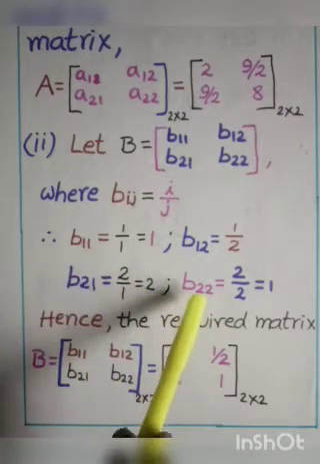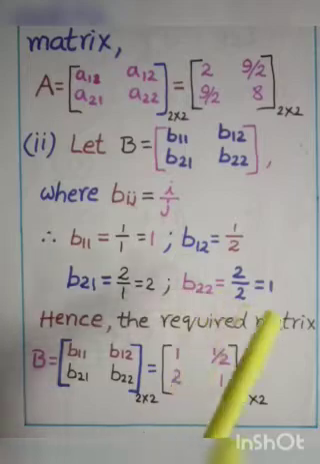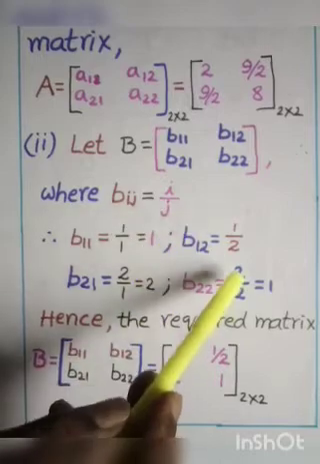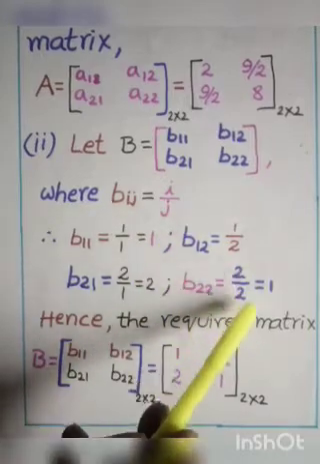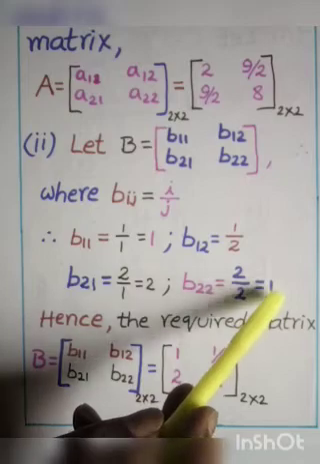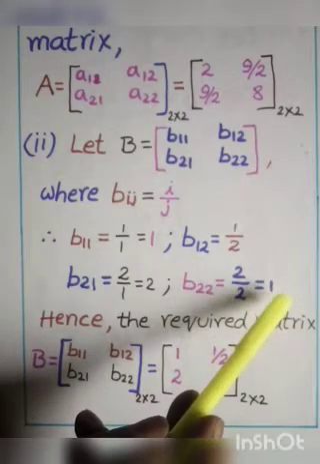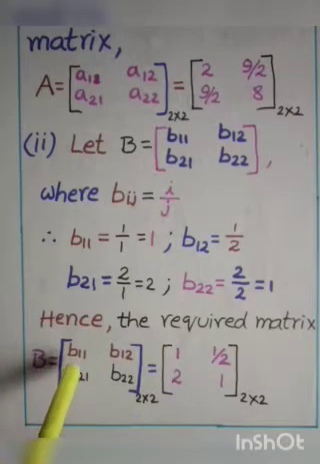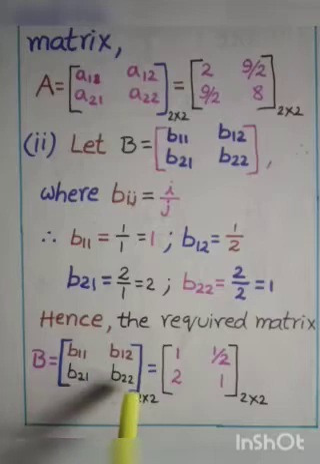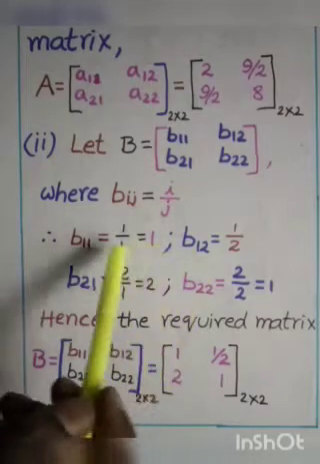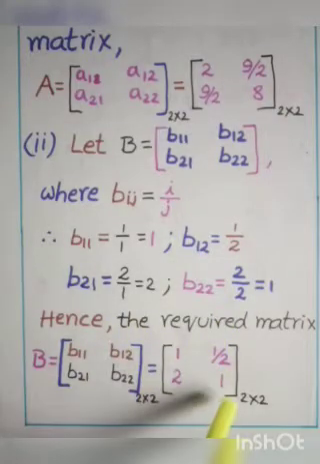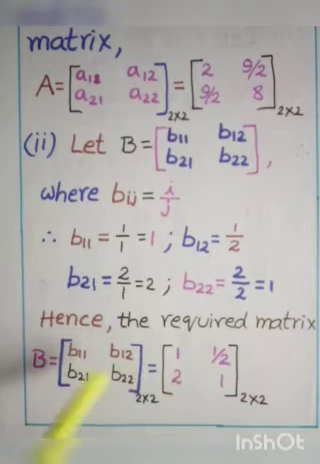Right. Similarly, B22, second row, second element. In the same rule, I am substituting i is equal to 2, j is equal to 2. Understood this step, my dear children? Right. By simplifying these two numbers, we get 1. Understood this step? Right. Hence, the required matrix B is equal to the matrix B11, B12, B21, B22. What are the elements we got here? 1, 1 by 2, 2, and 1. These four are the elements of the matrix B. Understood this step, my dear children? Right.